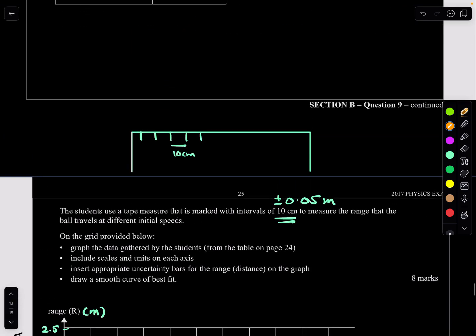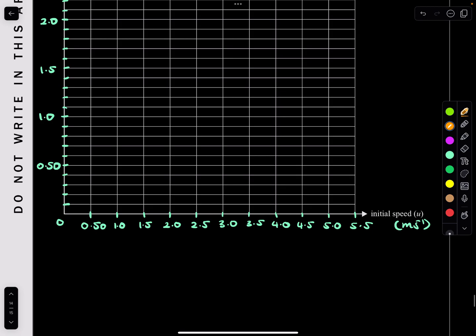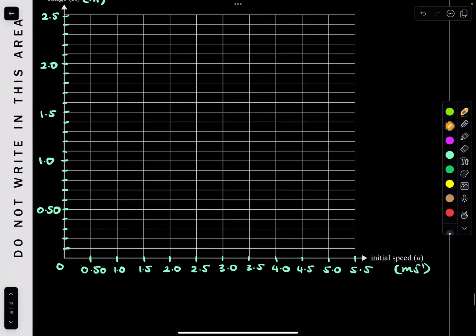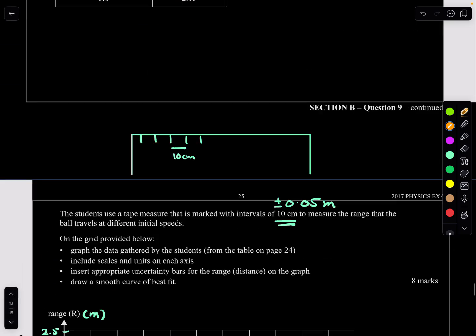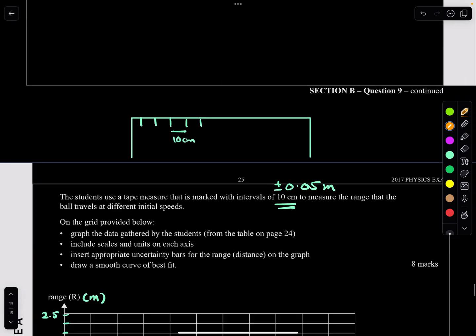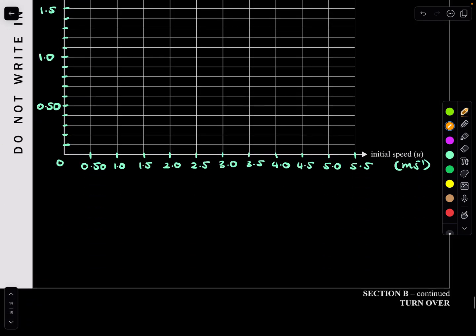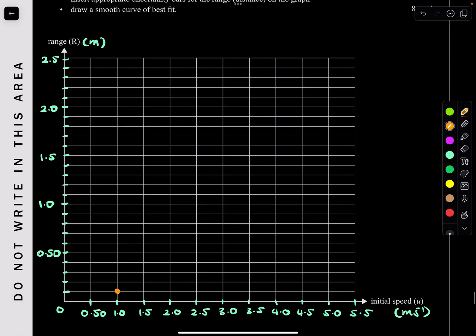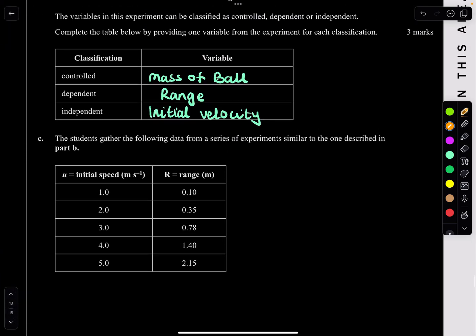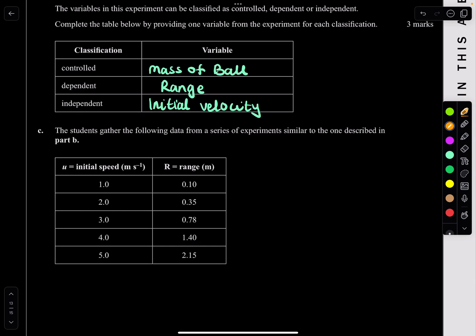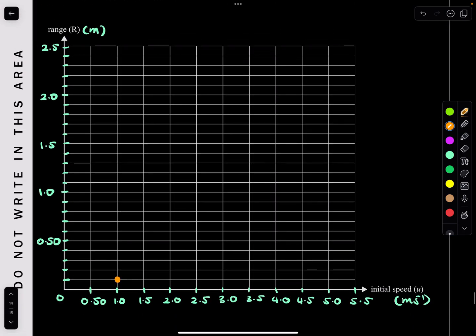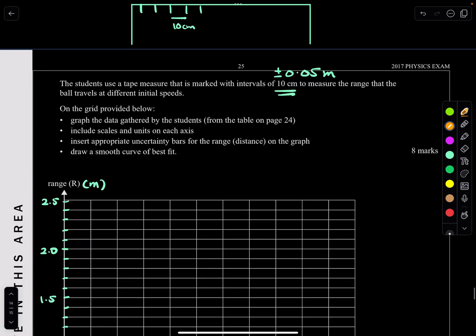So the first point, it was initial speed at the bottom. Remember, your initial speed is at the bottom, on the x-axis, so it's your independent variable. Did we also get that? Independent variable? Yes, the initial velocity. So the first point we're going to put is 1 and 0.10. So at 1, it's 0.10, which is here. Is that right? Good. Next one, 2, 0.35. So at 2, right in this part here, which is 0.35. Good.